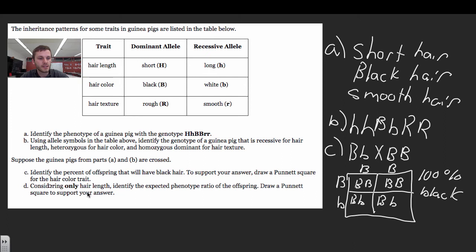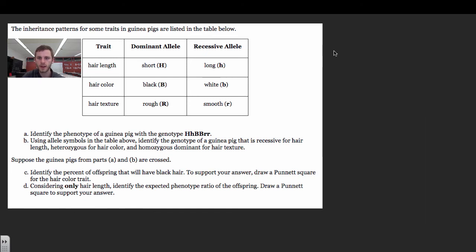Okay, last one, part D. Consider only hair length. So we're only going to be looking at hair length up here. Identify the expected phenotype ratio of the offspring, the physical characteristics of the offspring. Draw a Punnett square. So we're looking at hair length. For this one right here, the hair length would be big H, little h, crossed with little h, little h. Since you probably can't see down here that well, I'm going to put it up here. So that was part D.